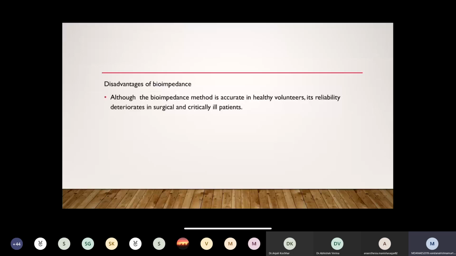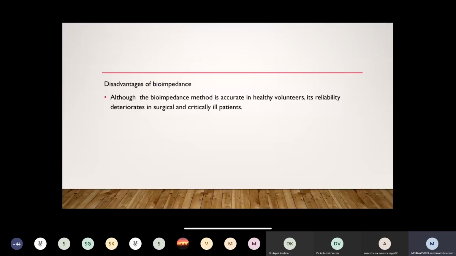Disadvantages: although the bioimpedance method is accurate in healthy volunteers, its reliability deteriorates in surgical and critically ill patients. Its accuracy also deteriorates in arrhythmia patients and obesity patients.